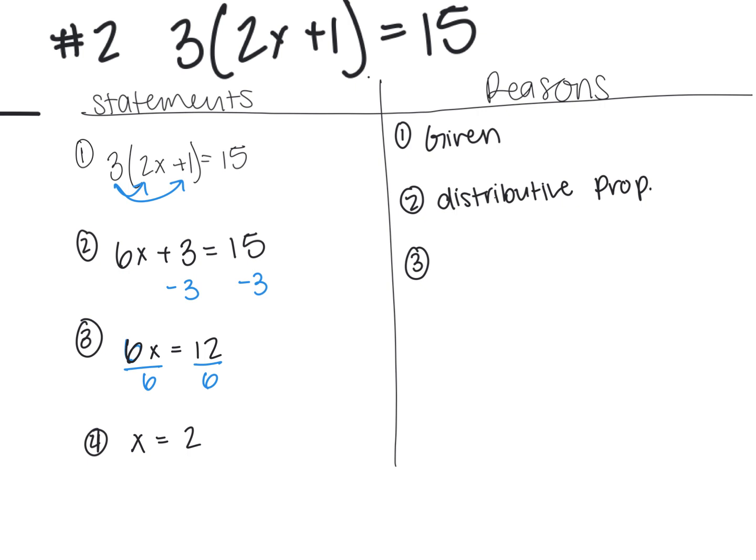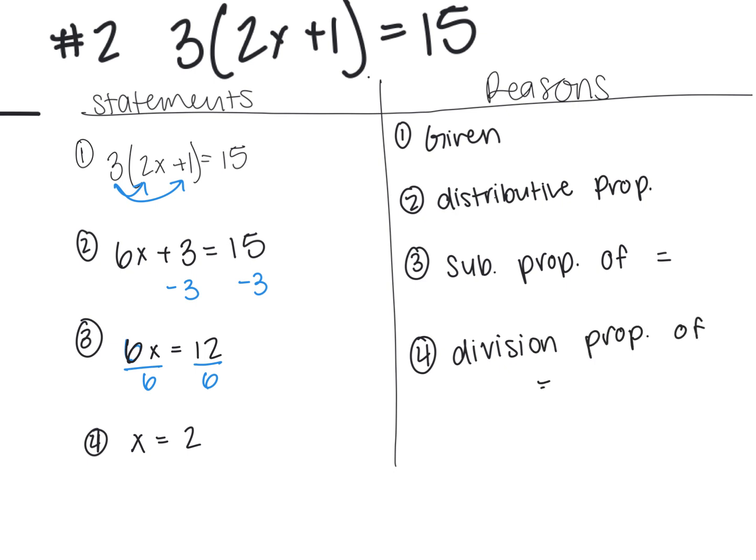It's just distributive property. So number 3, how am I getting from 2 to 3? What property is that? Good. This one is subtraction property of equality because I'm doing it to both sides of my equal sign. And how am I getting from 3 to 4? Division. Division property of equality because I'm doing it to both sides.